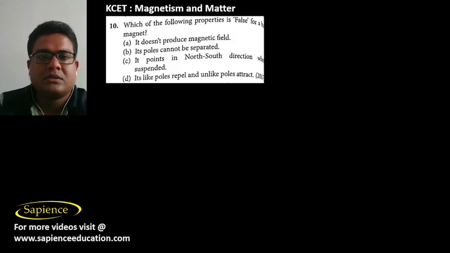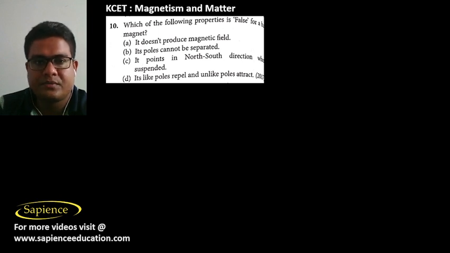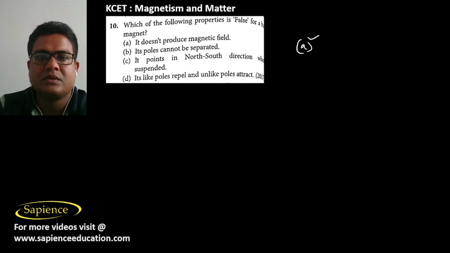Question number 10, which of the following properties is false for a bar magnet? Poles cannot be separated. It points in the north south direction when suspended. Like poles repel one another. Option A is the correct answer, since it will obviously produce a magnetic field.